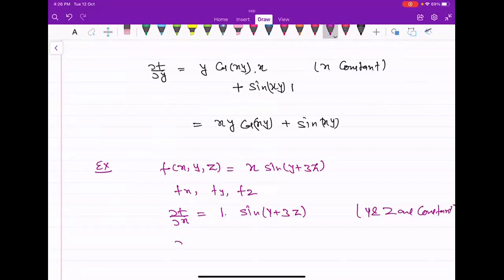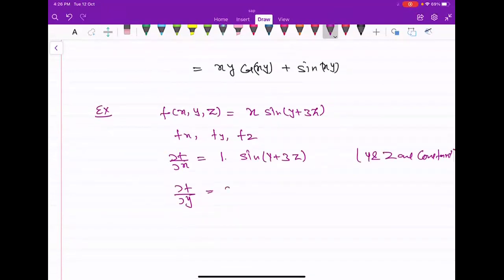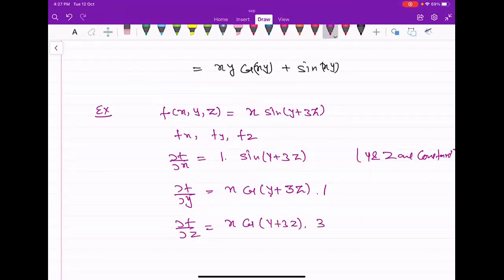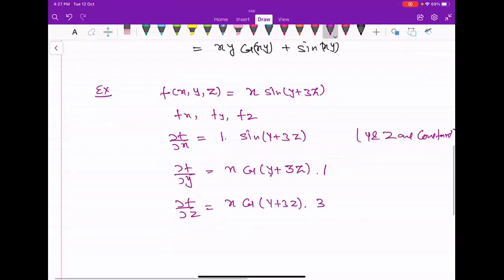Okay. Similarly, del f over del y can be computed. It is x cos(y + 3z), and the differentiation of y is 1. And del f over del z, that means differentiation with respect to z. It is x cos(y + 3z), and then the differentiation of 3z with respect to z is 3. So this is the value of fx, fy, and fz.